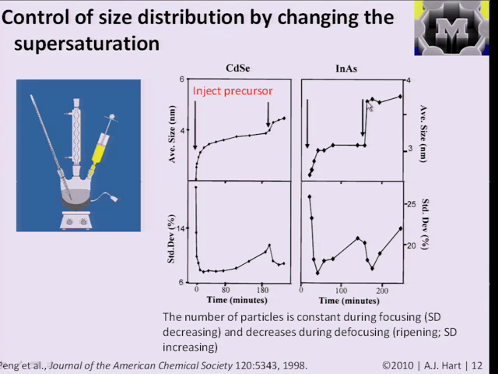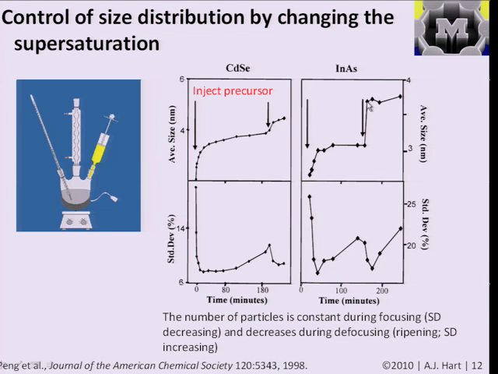And another thing that's mentioned in this paper is that during the focusing process, the number of particles in solution is constant. So by injecting this extra precursor, they're not in a situation where additional nucleation is happening. That would be bad. But we're in a situation where the solution is still supersaturated, but the critical size is lower than the average size in solution. So all the particles are growing, but there are no new particles being created.